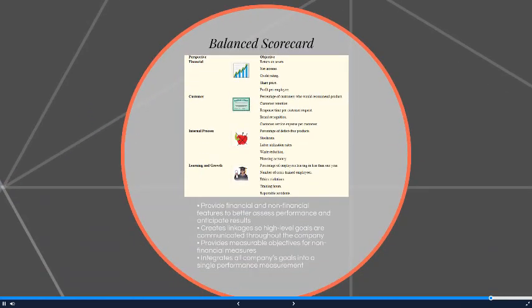A balanced scorecard is another way to assess performance and anticipate results. It provides measurable objectives for non-financial measures. For example, we look at internal processes, consumers, learning and growth, other than just the financial piece of it.